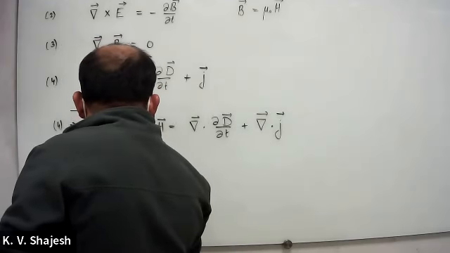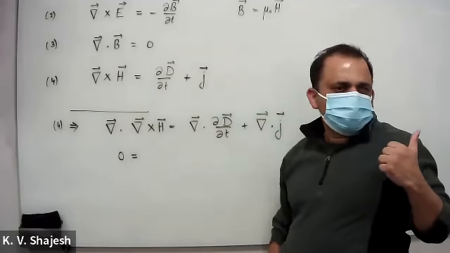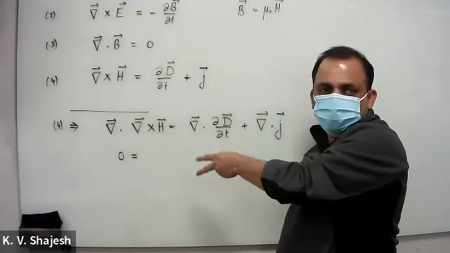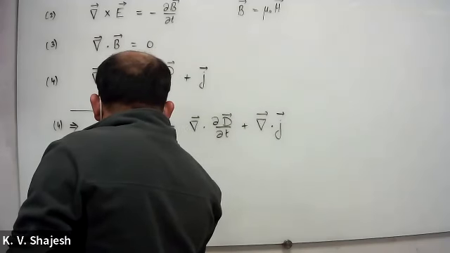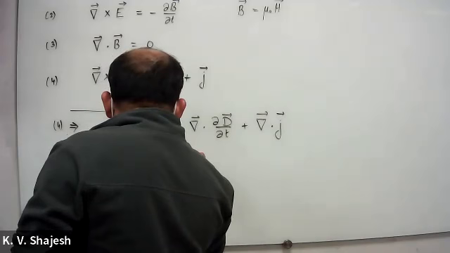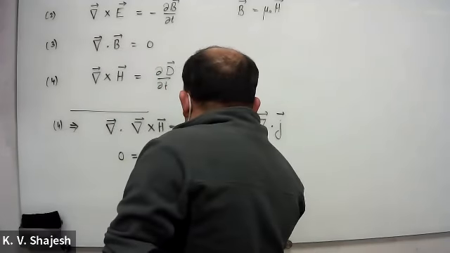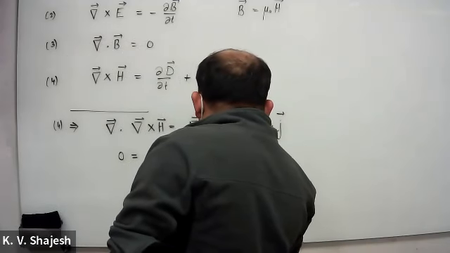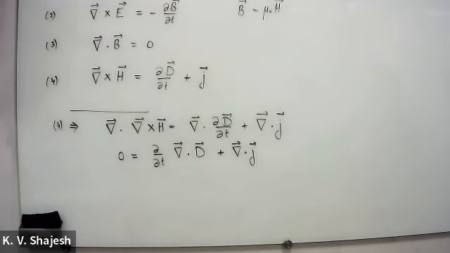So this tells us that this is equal to 0. And let me again note that partial derivatives in x and y can be interchanged. Time and position can also be interchanged. These are partial derivatives, so I can change the order. The time derivative of the divergence of E plus the divergence of the current density is equal to 0.